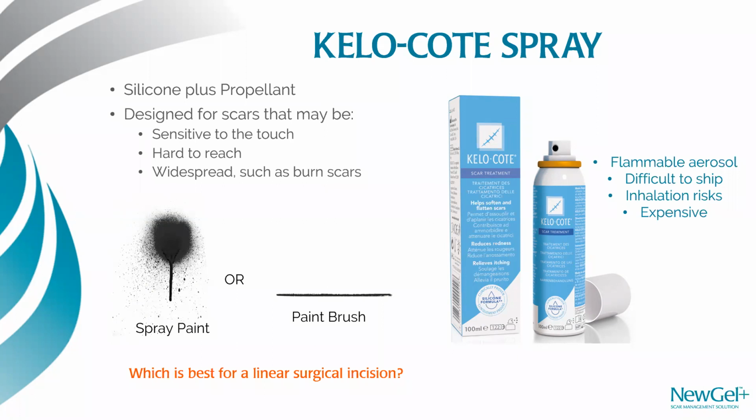If you look at my little example here, think of it in terms of painting. When you see spray paint, you get this big blob of it with spatter all around it, and quite often it drips down. You get that exact same thing with the Kelacoat spray. Think of most surgical scars. They are a straight line, very thin, stitched together. You don't need this big widespread spray.